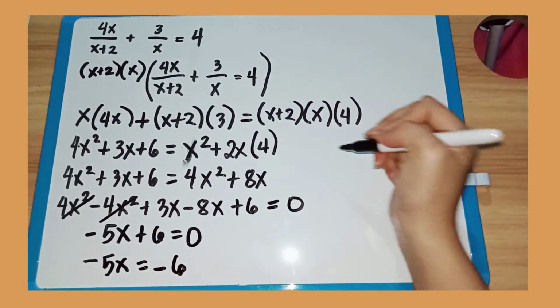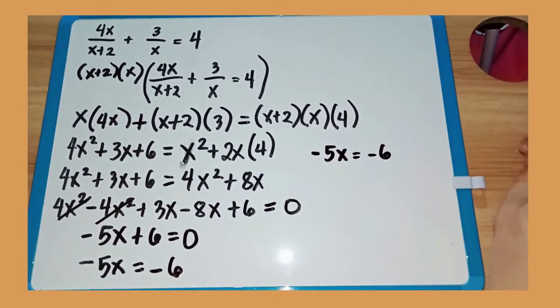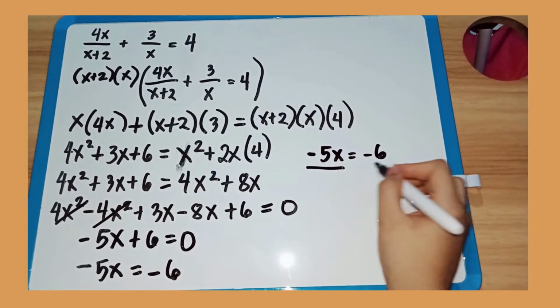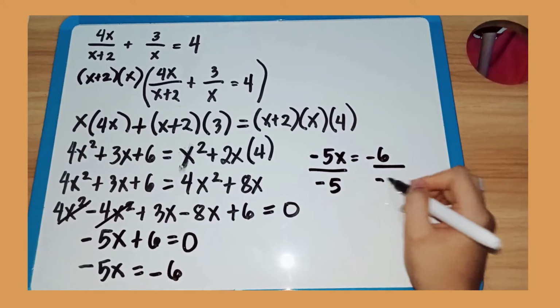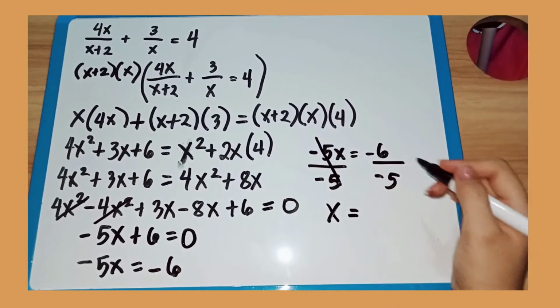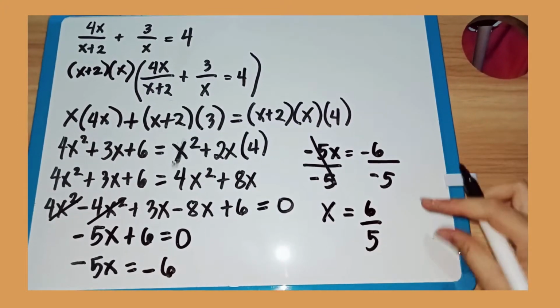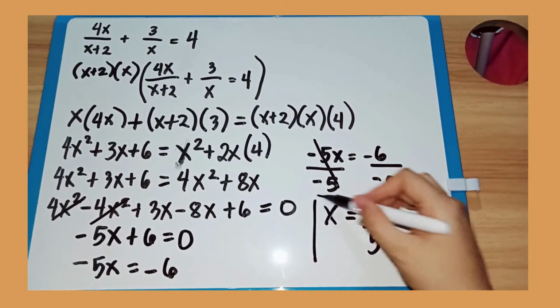So, ito na yung ating new equation. Negative 5x is equal to negative 6. So, we need to divide both sides by negative 5. This will be cancelled. Natira na lang is x. Pag parehong negative, magiging positive 6 over 5. So, wala na lowest term ito. Ito na yung ating final answer.